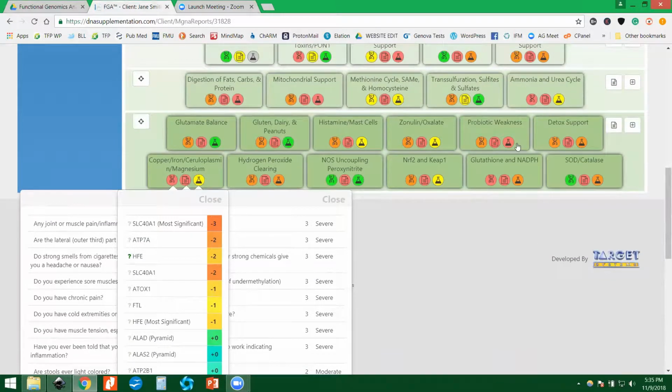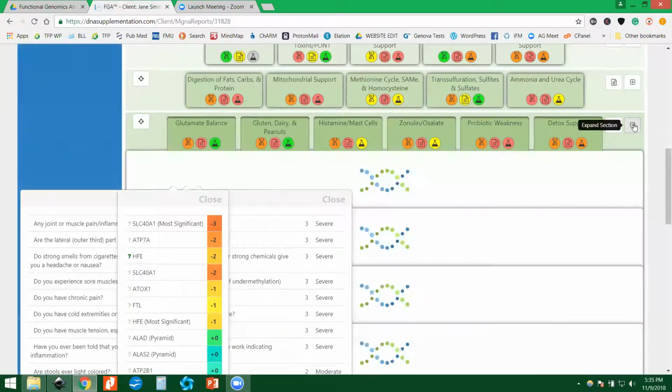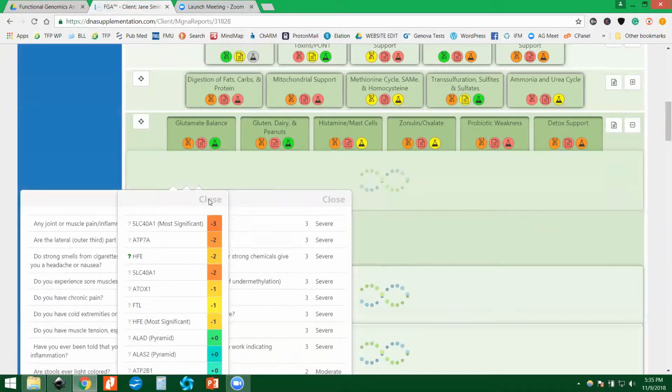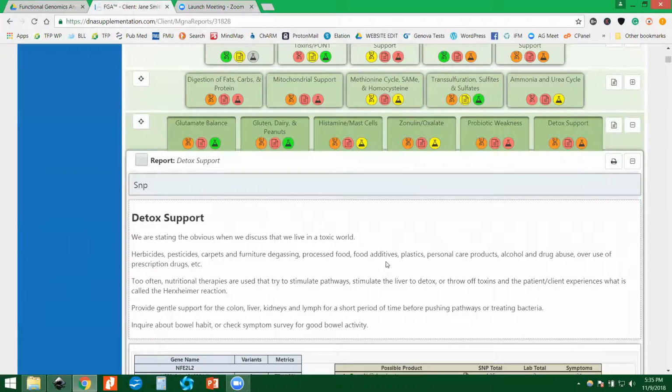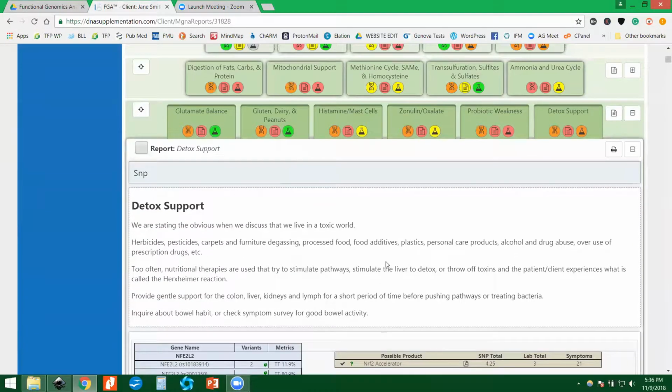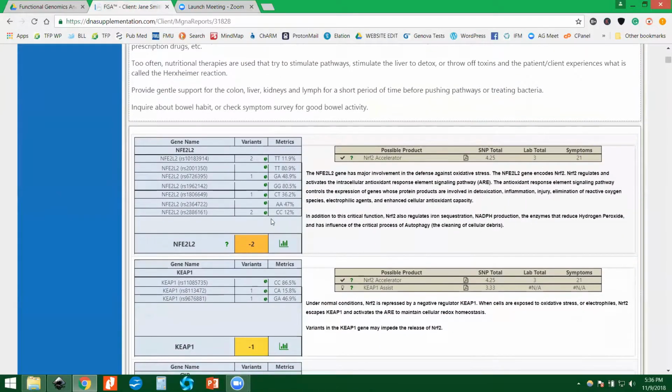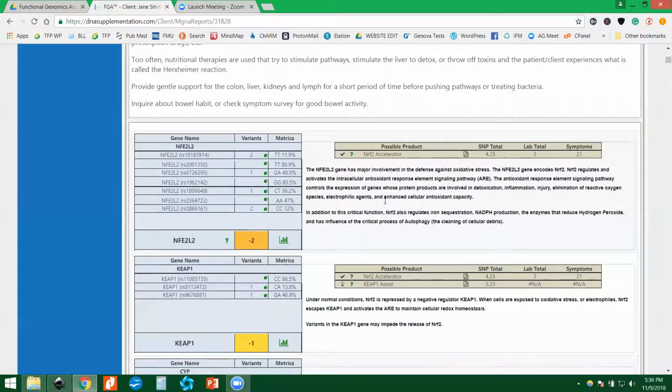Next, you can also expand this entire section, and let me close those out because they block all this information here. So you can expand the section and look at this whole detox support, and look at the genes. So here are the genes, there are the SNPs. If you want to know more about it, you can click right here and it shows you what these genes are for, like the NFE and how they encode NRF2 and what NRF2 regulates, those sorts of things.